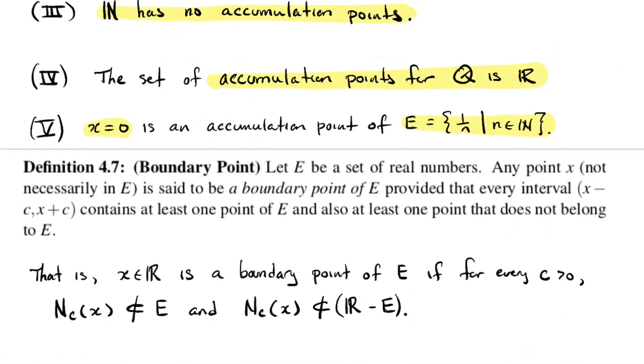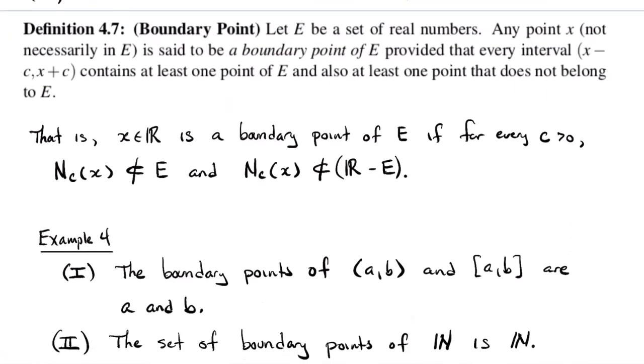Nice. Okay, one more notion. That's the notion of a boundary point. So this time again, we take E to be our set of real numbers. You take a point. It doesn't have to be in E. And I'm going to call it a boundary point if every epsilon neighborhood, every interval centered at x with radius epsilon, has at least one point in E and also at least one point that doesn't belong to E.